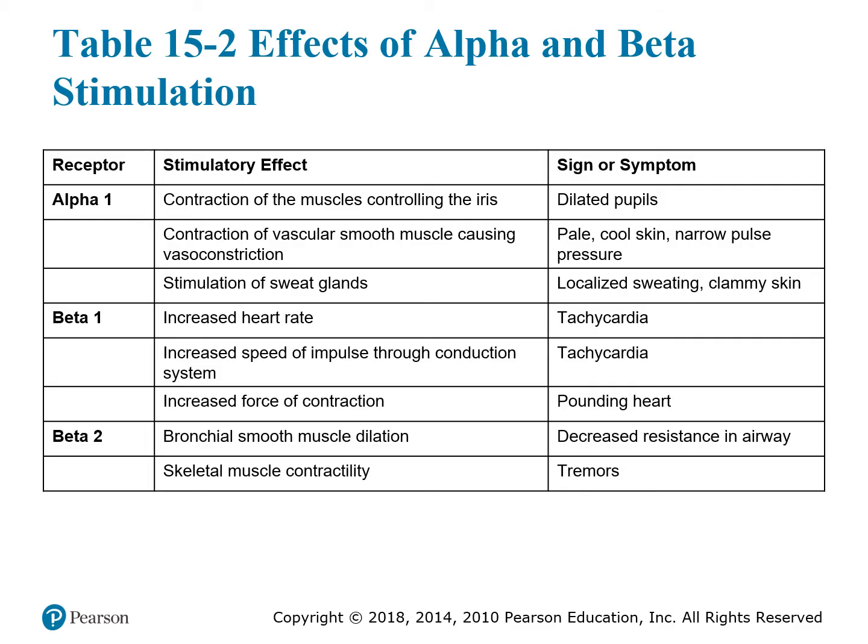If you forgot about the effects of alpha 1, beta 2, this slide is here for you to just help summarize what they all do. That way you don't have to go back to module 2 to reread this, but I would be very comfortable with the effects of each. Moving on.